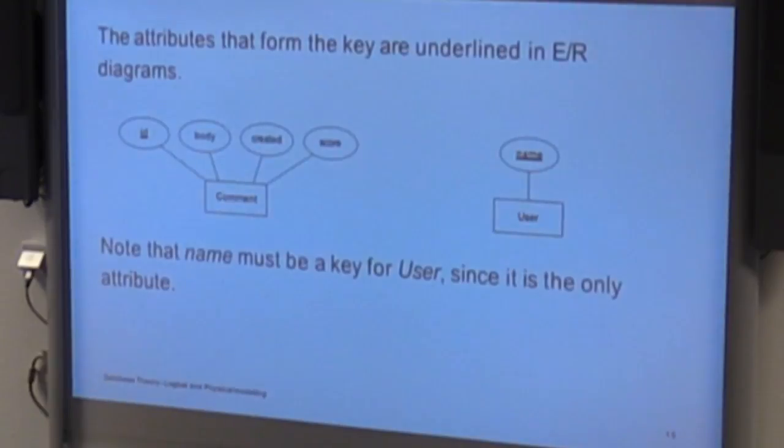When you set your keys in a model, you underline your attributes, and when an attribute is underlined, it is either the key or a part of a key. So in this case, the entity comment has ID as its key, and user has name as a key.